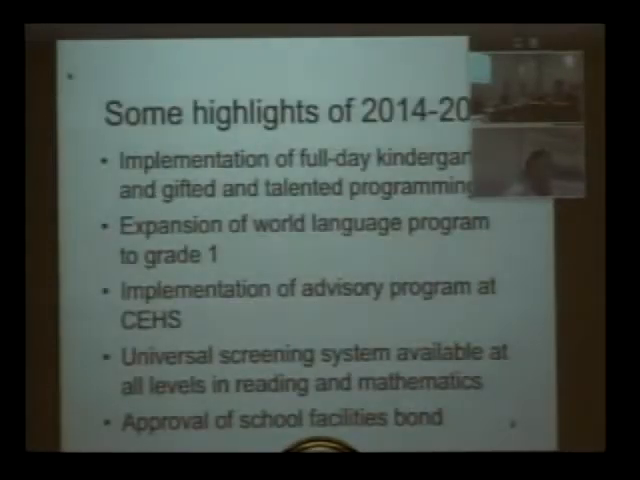Some highlights of our 2014-15 school year. We implemented full day kindergarten and gifted and talented programming. We expanded our world language program to first grade. We implemented an advisory program at the high school as well as full daily advisory in grades 7 and 8 at the middle school. We've made our universal screening system available at all levels in reading and mathematics, and we approved a $1.75 million school facilities bond. Actually, the town council approved it.